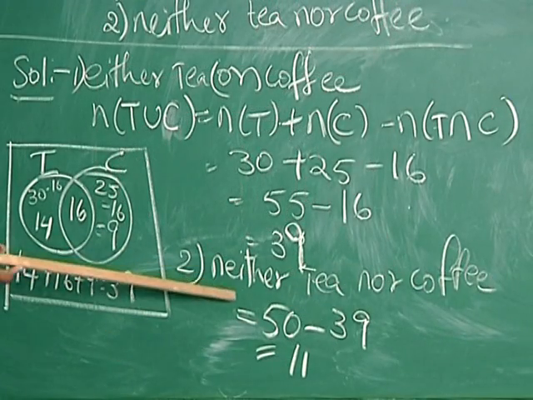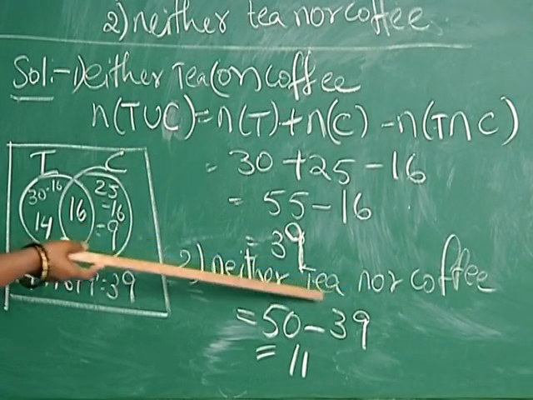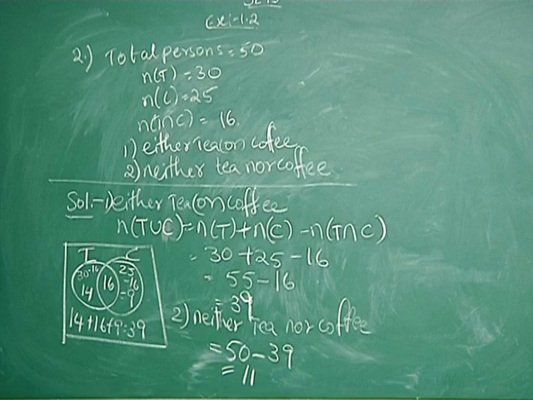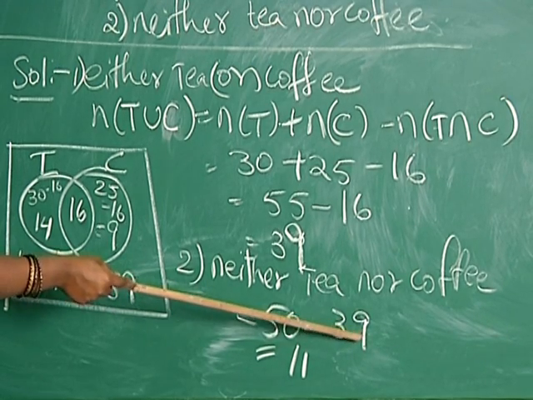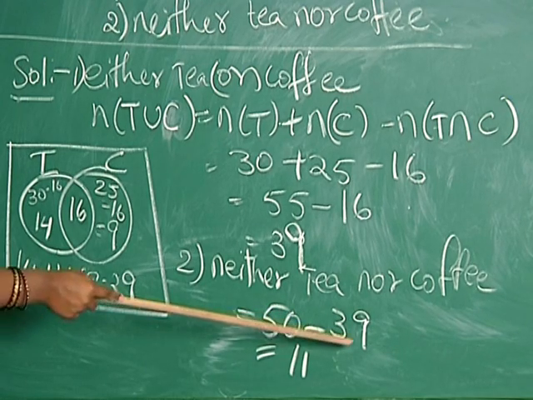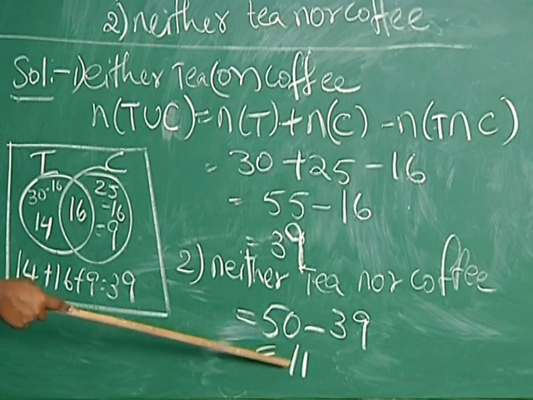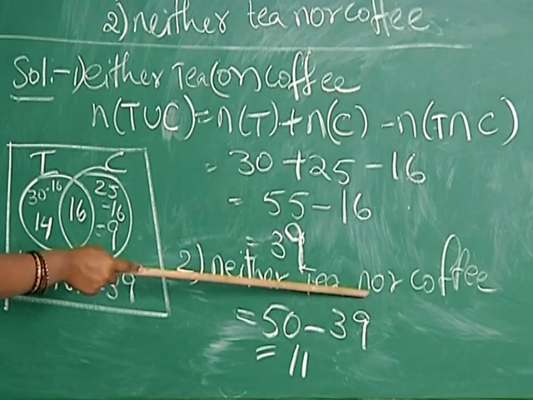Now the second one, we need to calculate neither tea nor coffee. How many people are there? There are 50. So 50 minus 39, since either tea or coffee is drunk by 39 persons. So 50 minus 39 is 11. So 11 people will drink neither tea nor coffee.